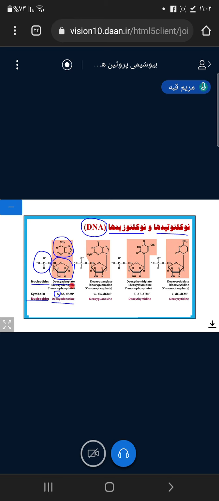When the phosphate is added, then the nucleotide is formed and the name is deoxyadenylate. So for the base adenine, we have deoxyadenosine nucleoside, deoxyadenylate nucleotide.